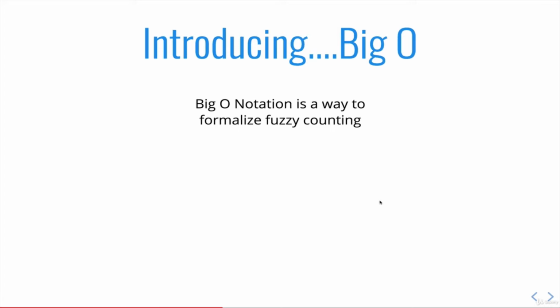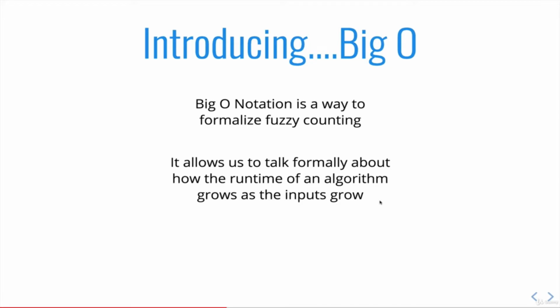All right, so we finally actually introduced the term Big O. We've basically been talking about Big O without actually saying the term Big O notation. So let's reveal it now. Big O is just a way of formalized fuzzy counting. It allows us to talk in a very formal way about how the runtime of an algorithm grows as the inputs grow. That's it. It's a way of describing the relationship between the input to a function as it grows and how that changes the runtime of that function, the relationship between the input size and the time relative to that input. So we don't care about the other details, only the broad trends.